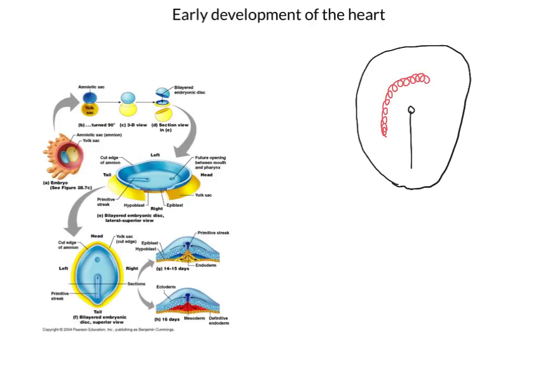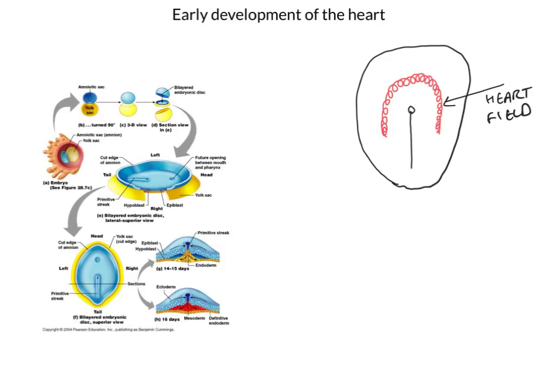So I'm superimposing upon this upper layer of the embryonic disc the location of the so-called heart field. So this is our heart field, which contains the mesodermal cells which are going to go on to form the heart and many of the major blood vessels. So this is our early heart field, a specialised region of mesoderm.